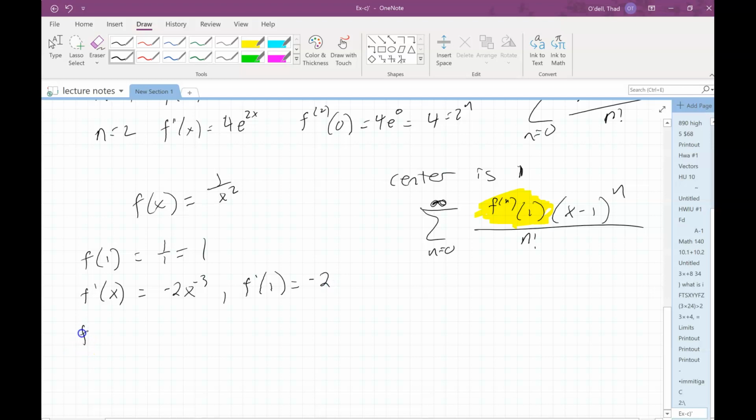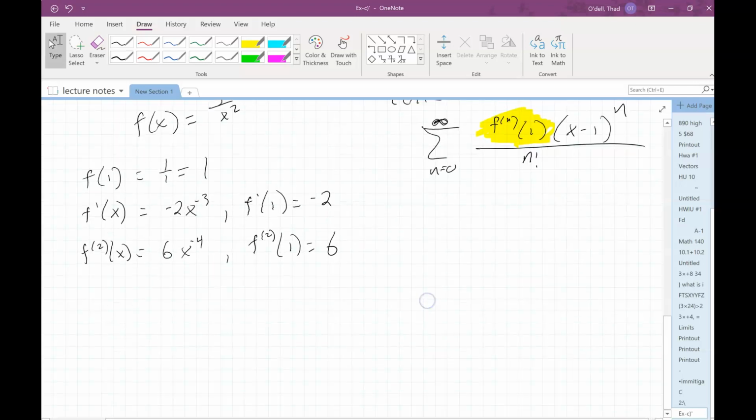Okay? Now, let's go for the second order derivative. That's going to be 6x to the negative 4. So that means the second order derivative evaluated at 1 would just be 6. Because 1 over 1 to the 4th is 1. So then we do the third order derivative would be negative 24x to the negative 4. That means the third order derivative evaluated at 1 would be negative 24.